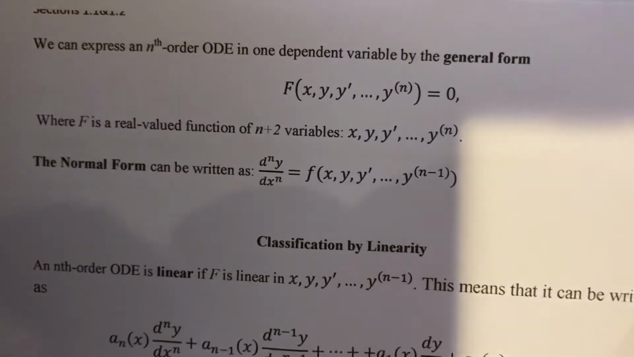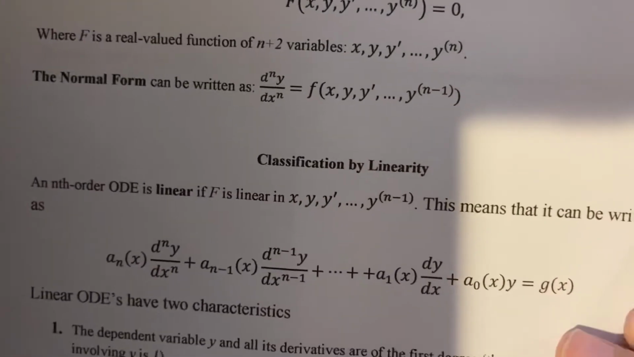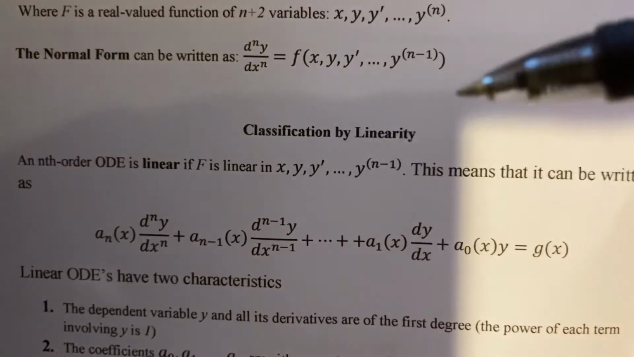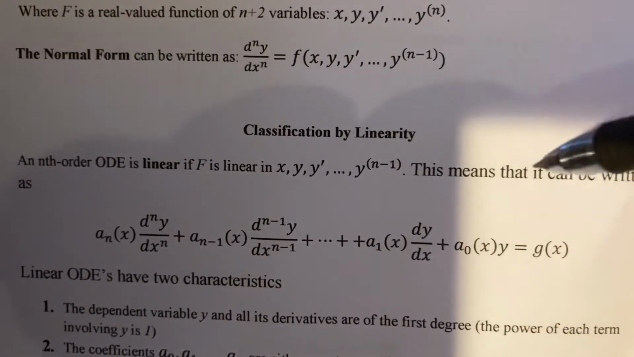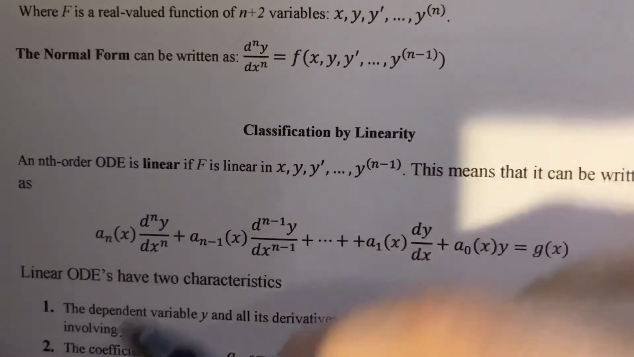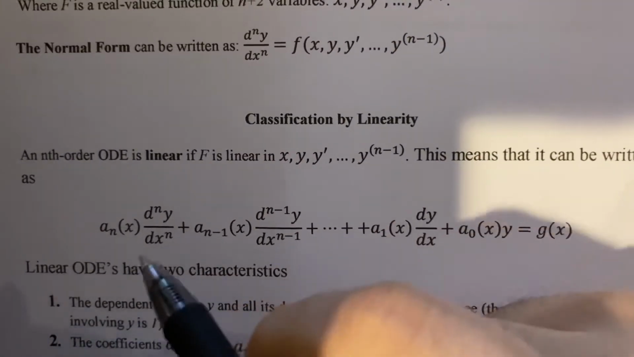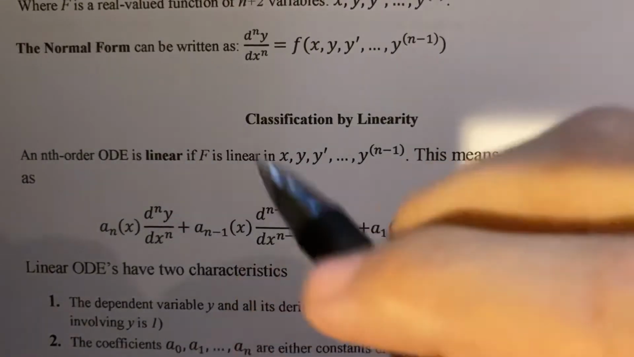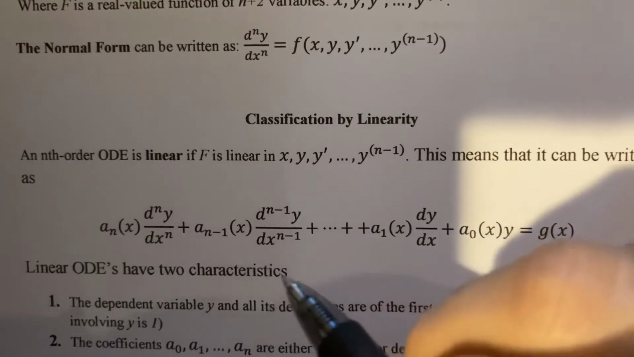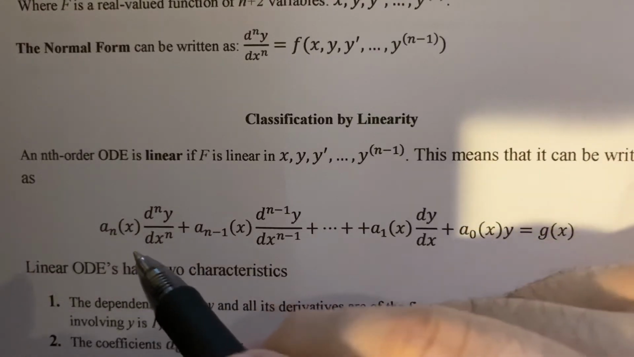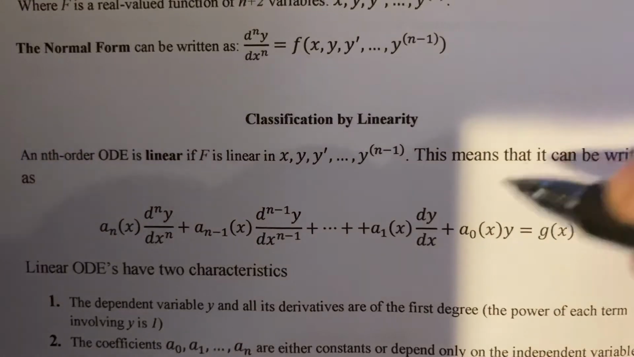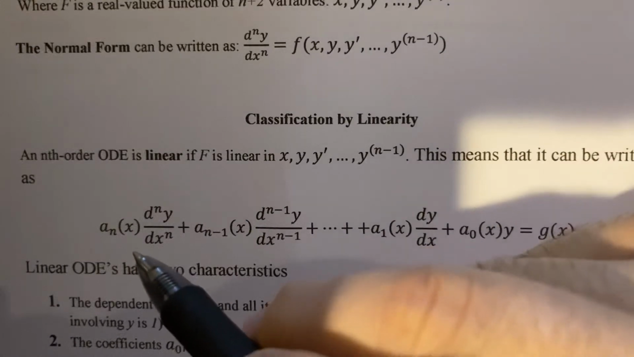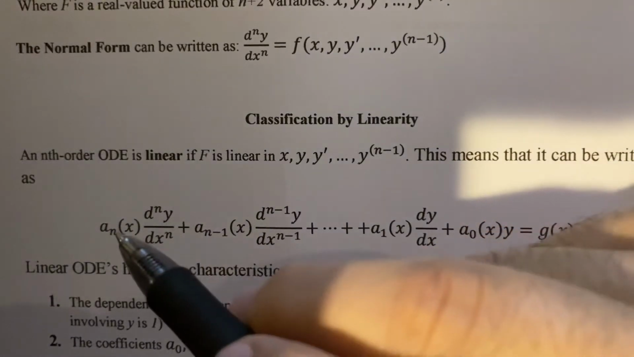And the last thing we're talking about is classification of linearity. An nth order ordinary differential equation is linear if f is linear in x, y, y prime, all the way up to y to the n minus 1. This means that it can be written as a sub n of x times the nth order derivative of y with respect to x, and then you have a sub n minus 1 of x, and so on. All of these coefficients of the derivatives, a sub n of x, are really functions of x.